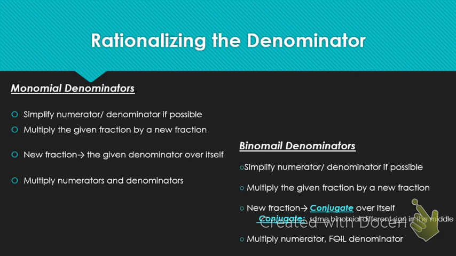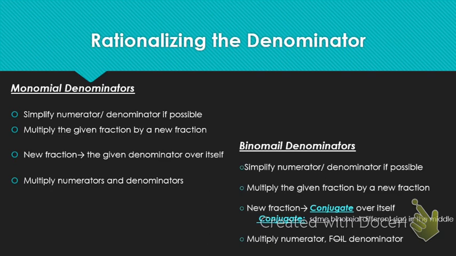So there's two different ways. It depends on whether your denominator is a monomial or a binomial. So let's talk about a monomial first. If the denominator is a monomial, you are going to simplify the numerator and denominator if possible. That's always going to be our first thought. Can I simplify these radicals? When we realize that we can't, that brings us to step number 2.